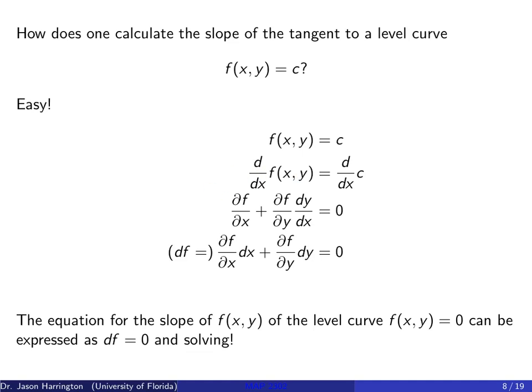Remember, y is a function as well. So that's going to turn into the partial of f with respect to x plus the partial of f with respect to y times dy over dx. And if I multiply everything through by dx, then guess what? I get the total differential equal to 0. So the equation for the slope of a level curve f of x y equals a constant, and I should make a little note before we print this up, that constant can be any constant, can be expressed as the total differential equals 0, and then solving that.